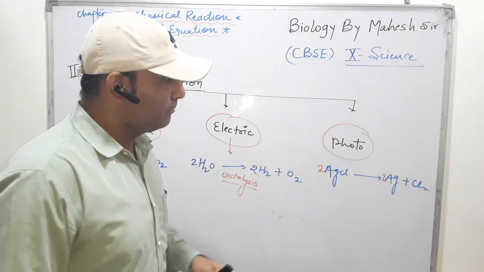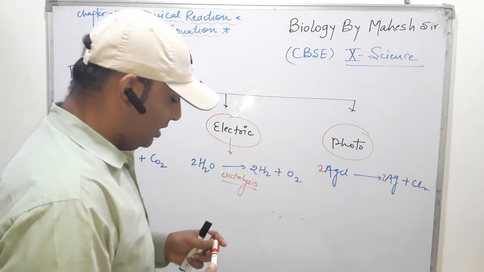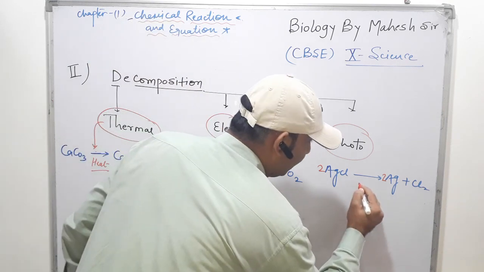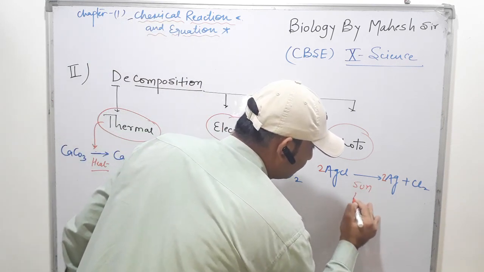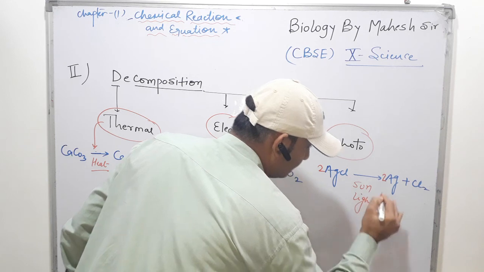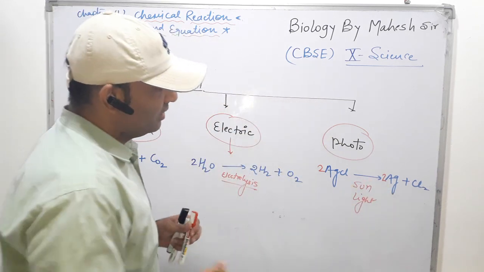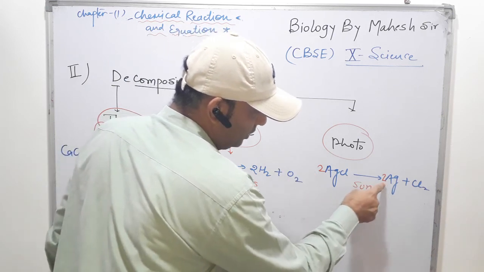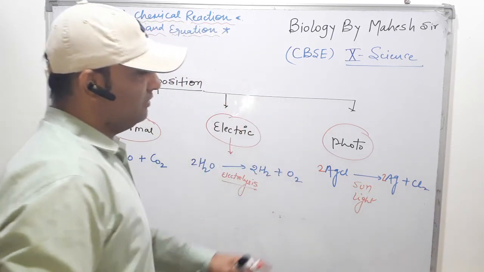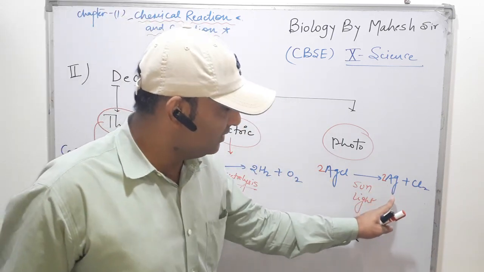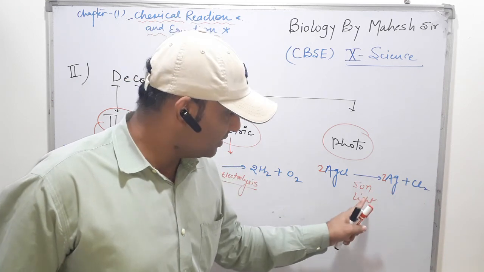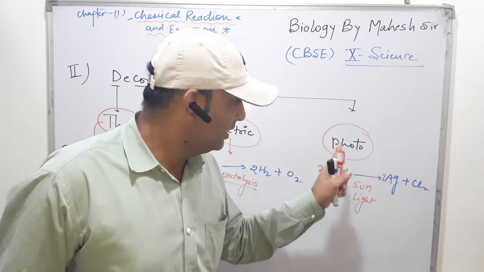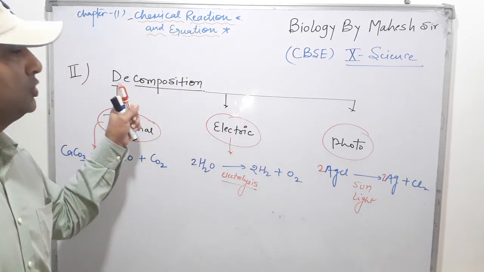Now third, photo decomposition reaction. The reaction in the presence of solar radiation or sunlight. So when we provide solar radiation to AgCl, it is split into 2Ag plus Cl2. So silver chloride is split into silver plus chlorine in the presence of solar radiation or sunlight. That time it is called photo decomposition.